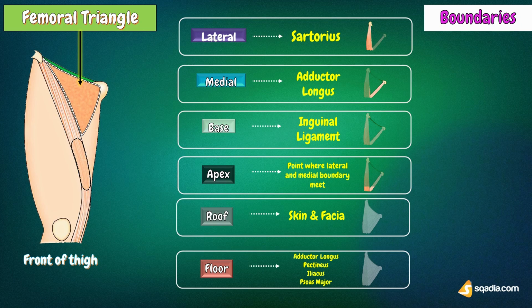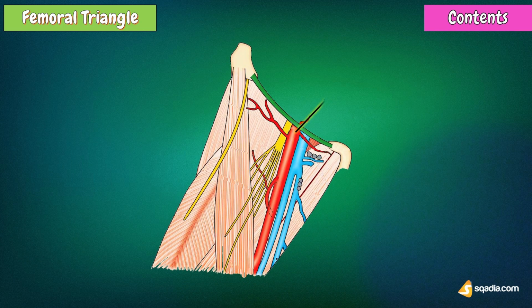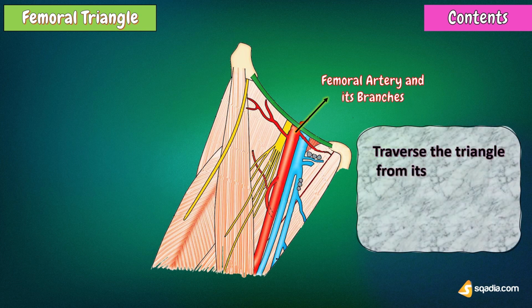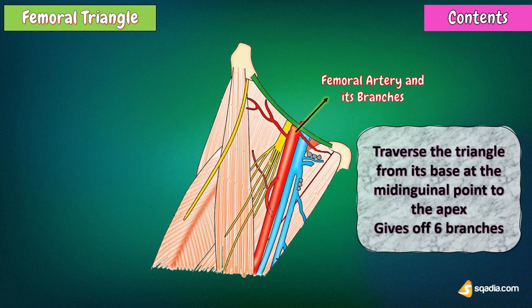Moving on, let's look at the contents of the femoral triangle. The contents of the femoral triangle are as follows. Femoral artery and its branches. The femoral artery traverses the triangle from its base at the mid-inguinal point to the apex. In the triangle, it gives off 6 branches, 3 superficial and 3 deep. We will discuss these branches in detail at a later stage.